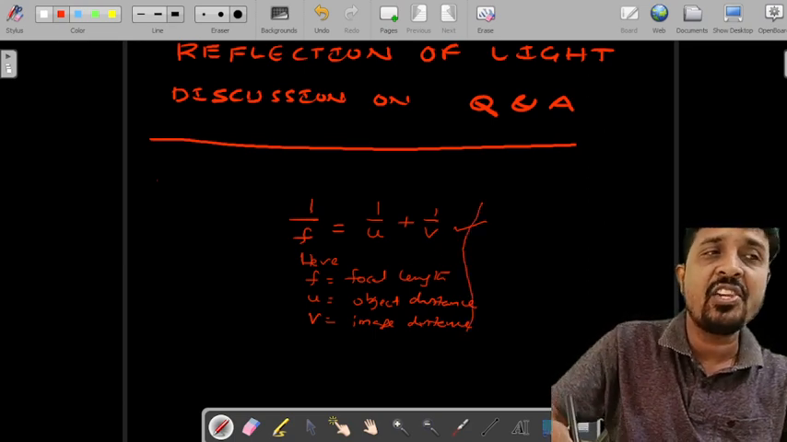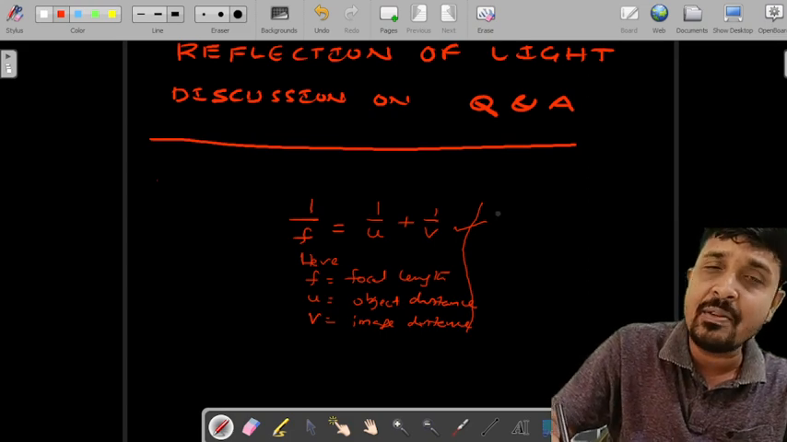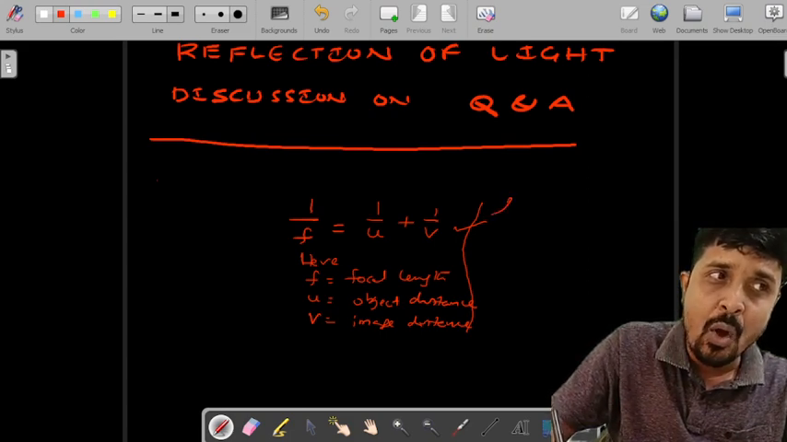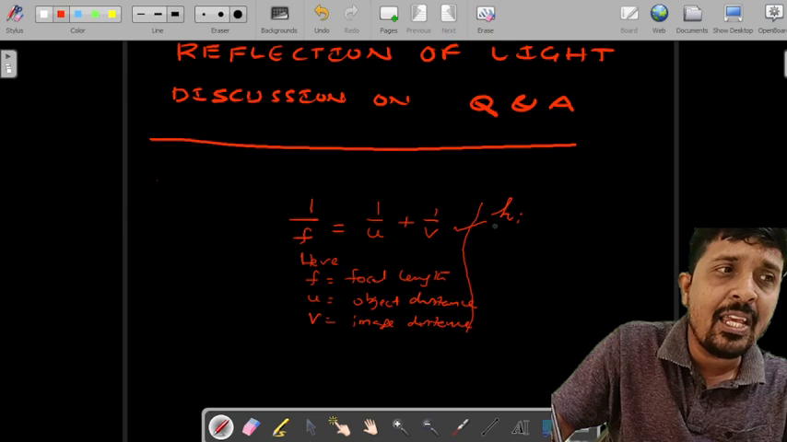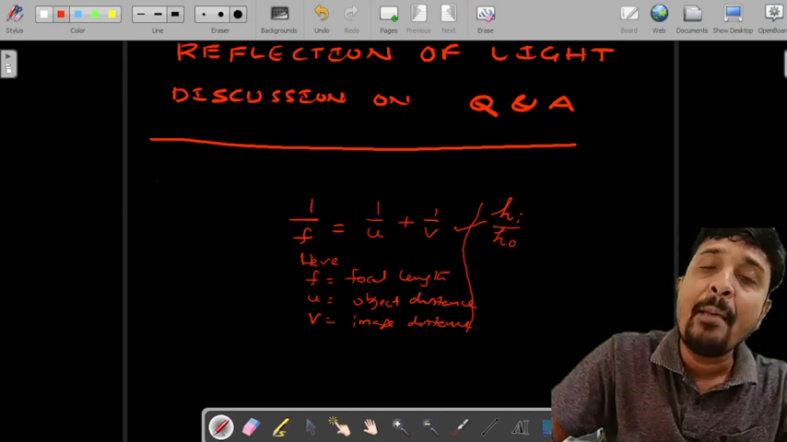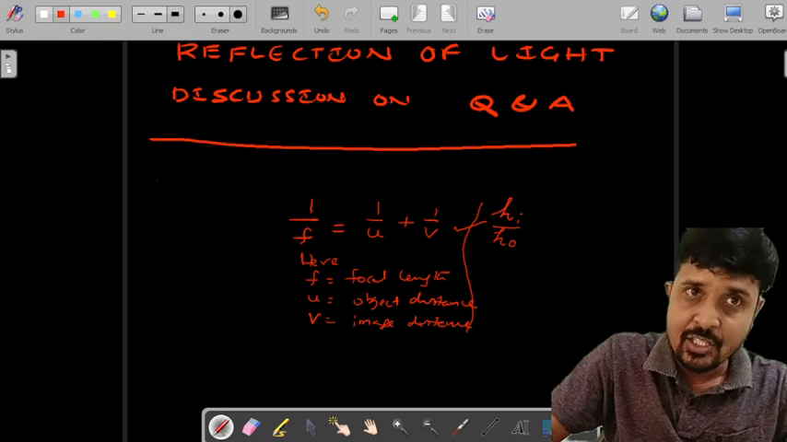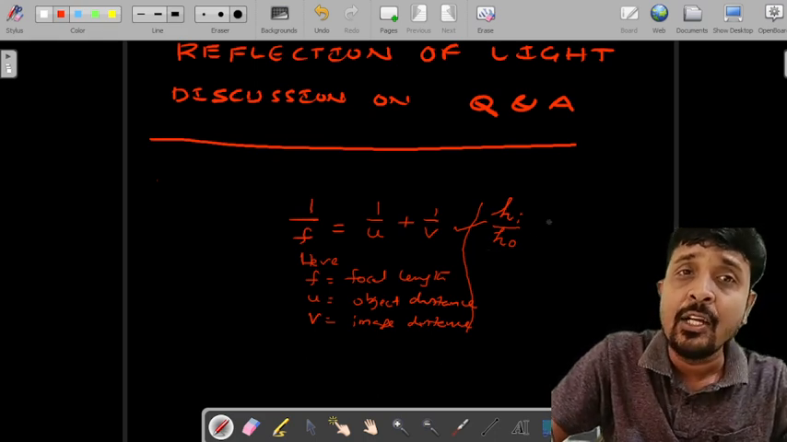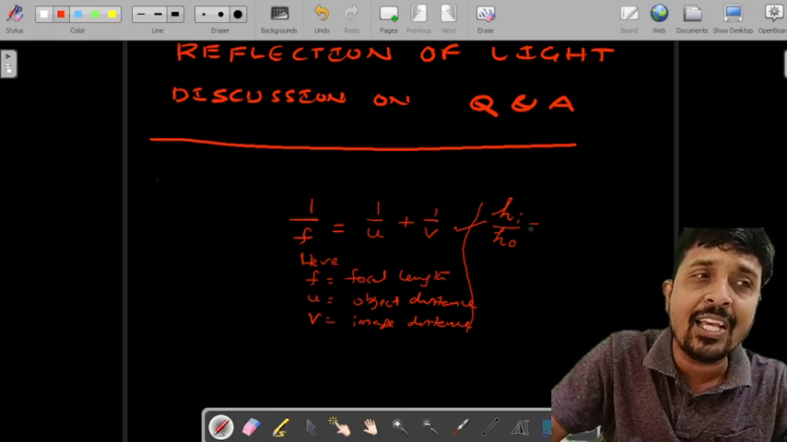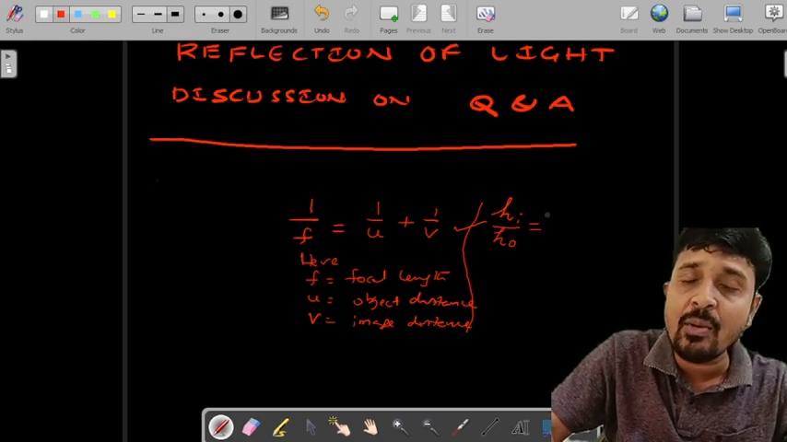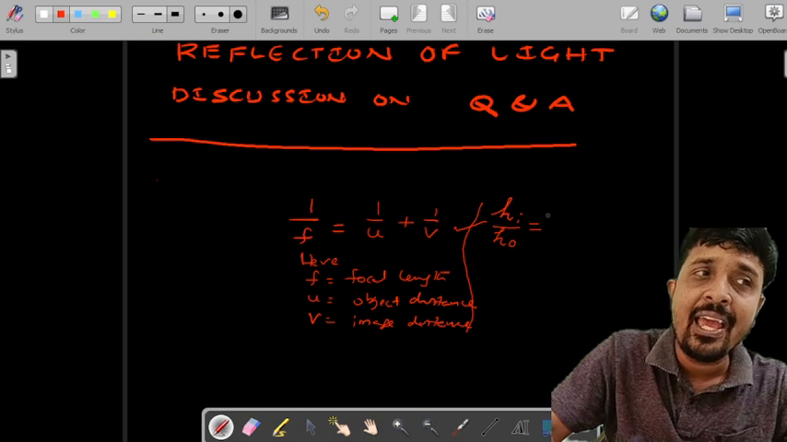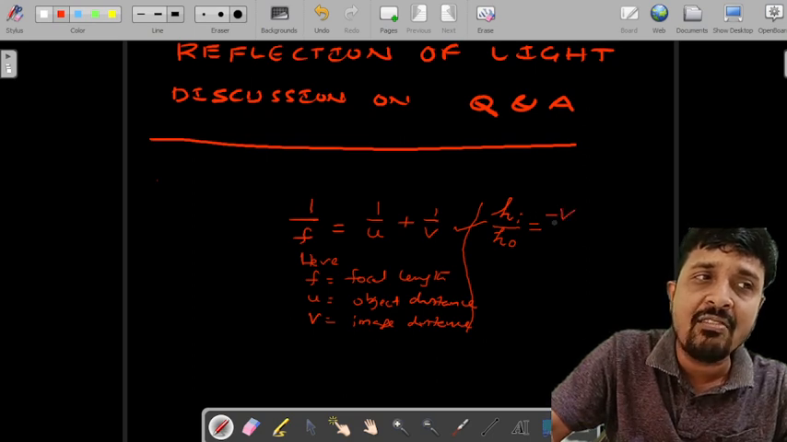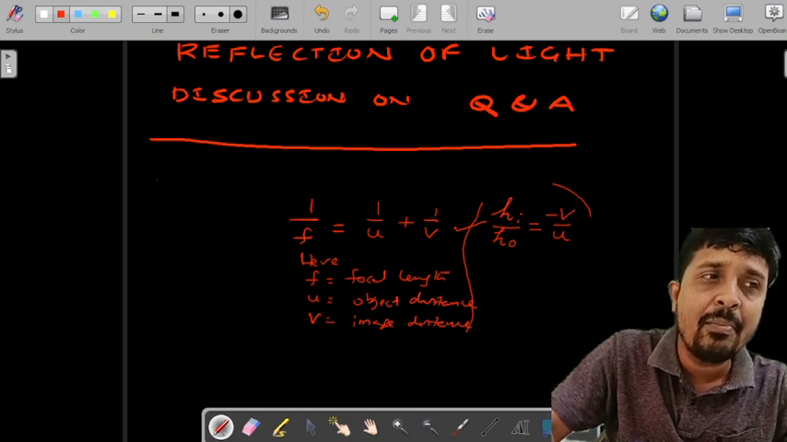Now the next question is: define magnification and write its formula. So what is called magnification? It is the ratio of the height of the image to the height of the object. The formula of magnification is hi by ho equals minus v by u.